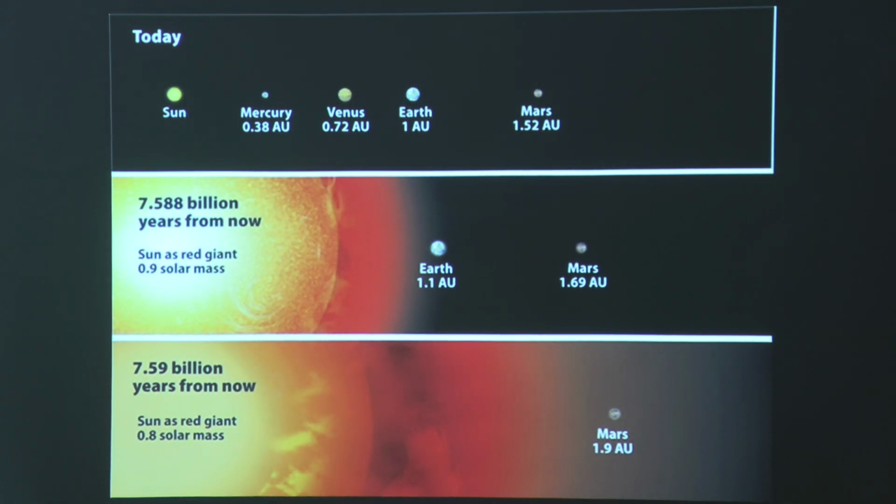And this is the life of our sun. Today we're up here. It's the size it is. In about 7.5 billion years, the sun's going to start. The core is going to turn to helium, and it's going to start fusing the hydrogen to helium.